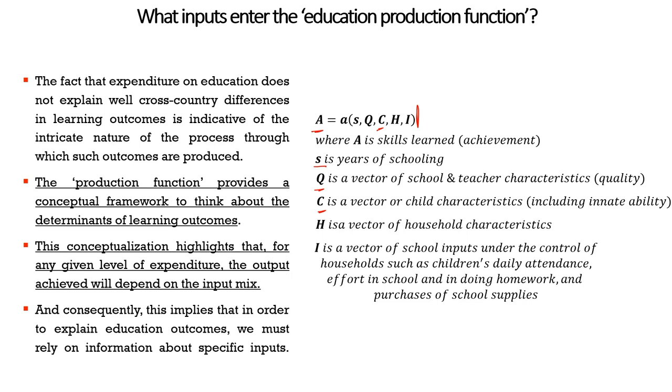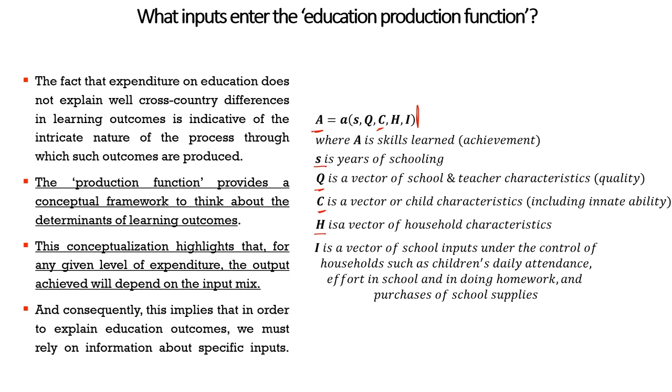H is a vector of household characteristics, for example, whether it's a richer household or a poorer household and what impact that has, or the resources available with the households, how that impacts the learning outcomes. I is a vector of school inputs under the control of households, such as children's daily attendance, effort in school and in doing homework, and purchases of school supplies.